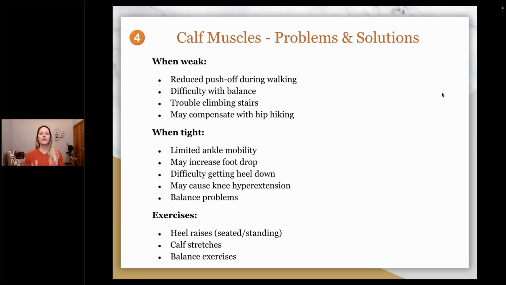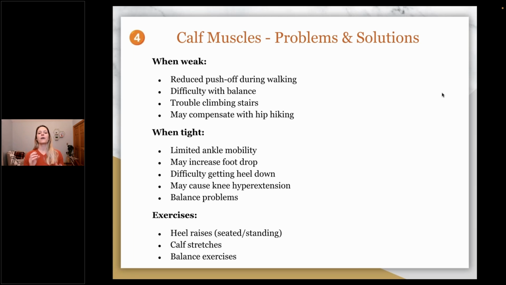Okay, I've got one more muscle group to go through. So the last muscle group that we're going to review are your calf muscles. Your calf muscles are the muscles on the back of your lower leg. Most people know where our calf muscles are, but if you're looking down at your heel, the muscles right above your heel, that whole back of your lower leg, those are your calf muscles.